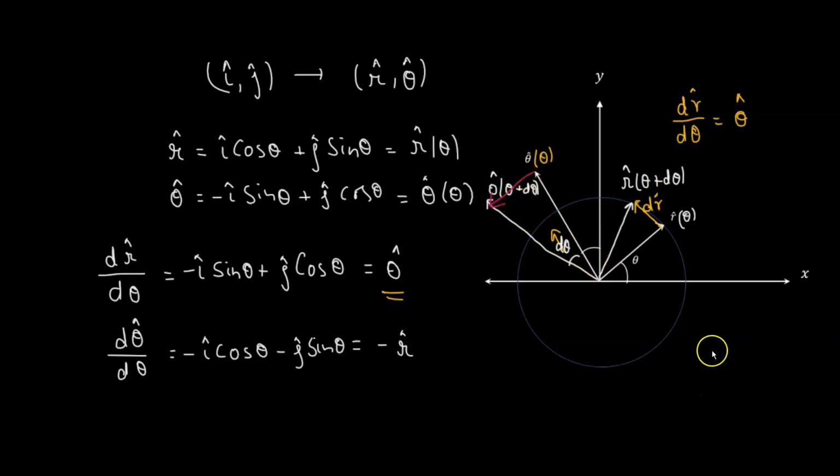So this displacement is along the theta cap direction. So this is d theta cap. So d theta cap has happened per d theta change. So that is equal to some vector whose direction is exactly opposite to that of r cap. So that means in the negative direction of r cap. And this is the result that we obtained when we took the derivative of theta cap with respect to theta.